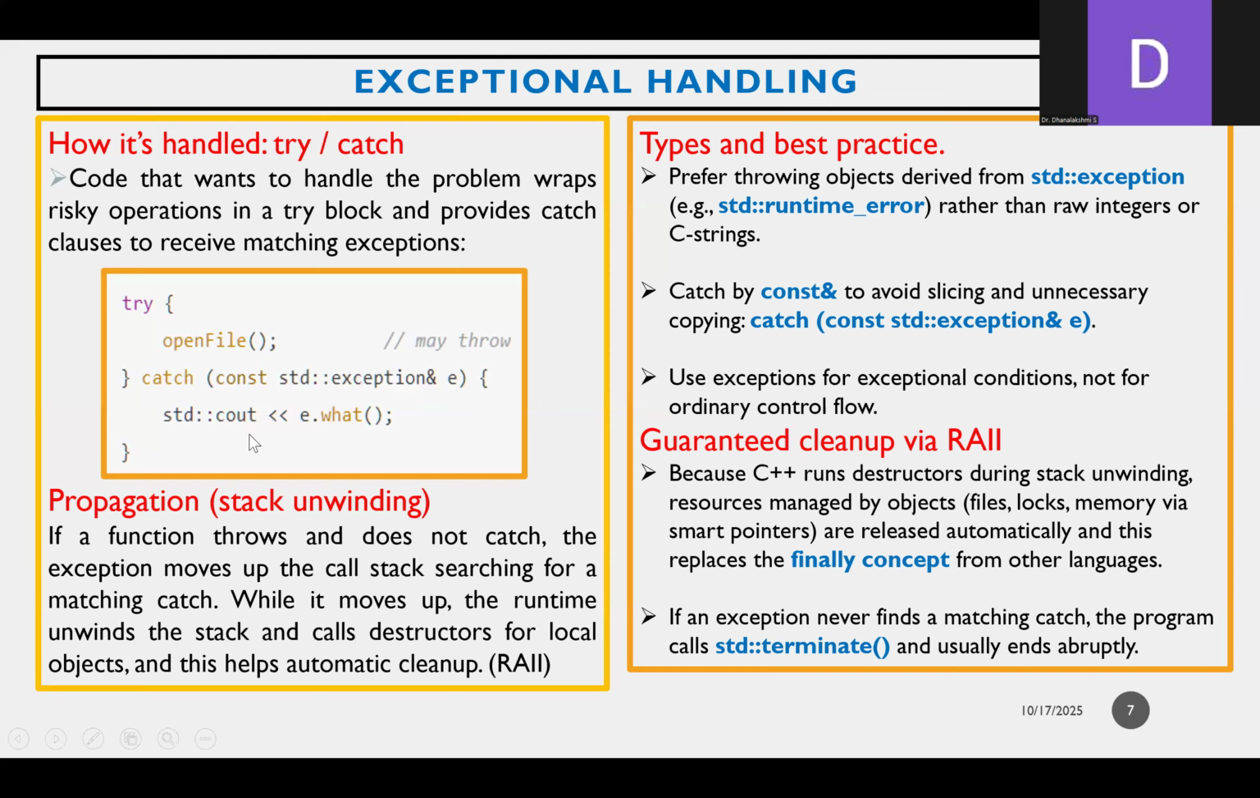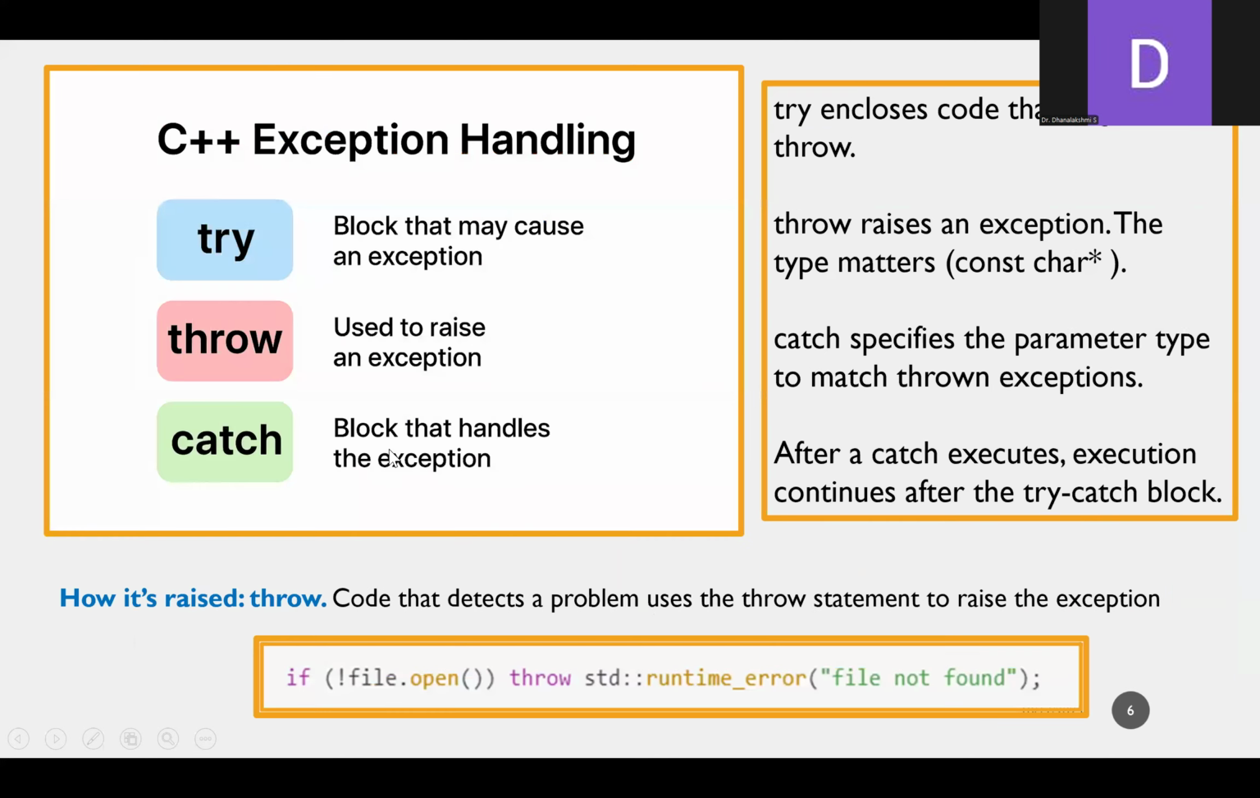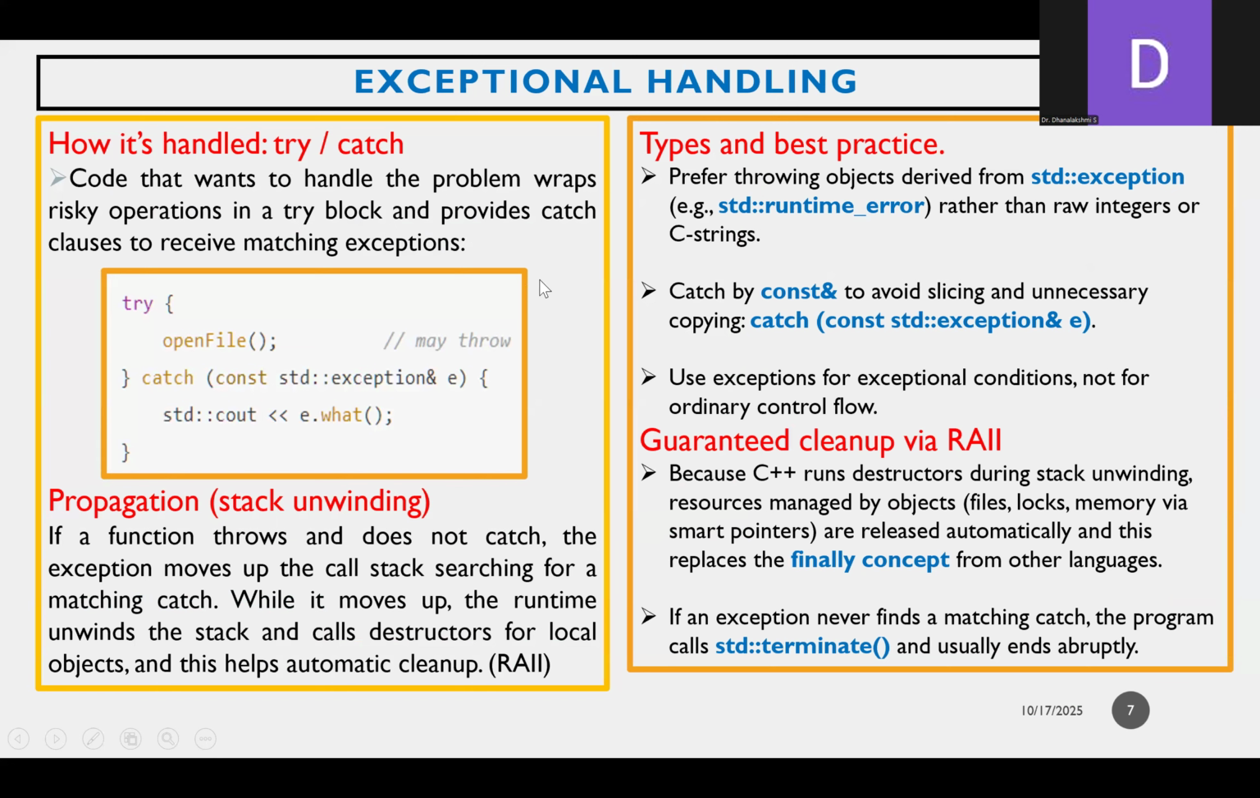And what is this e.what? This what is a member function of std::exception. It returns a C-style string, which I mentioned here, const char star, with a description of the error.